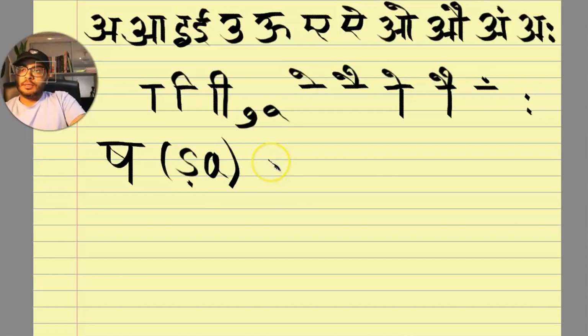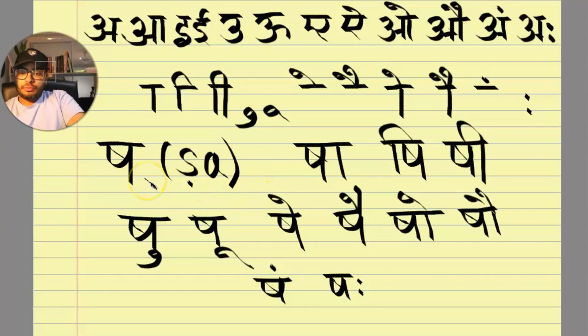A sound that matches with this sound in English, I don't think there is any, so if anyone knows, please put them down in the comment. A word in Nepali that has this sound would be something like barsha. Barsha means rain. Barakhari for this sound would be sha, sha, shi, she, shu, shu, she, shai, sho, shau, sham, shah.